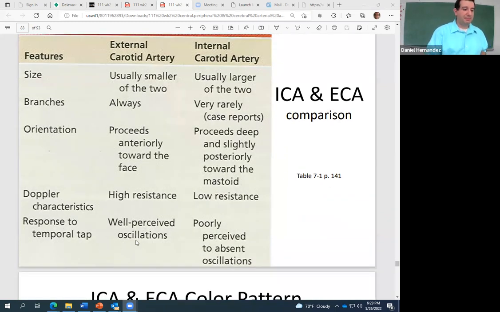Response to temporal tap: what we said, well-perceived oscillations with that temporal tap for the external carotid artery. The internal carotid artery, poorly perceived to absent. So it's not something that we can really pick up. Visualization of branches: external carotid artery, yes. For the internal carotid artery, it is going to be extremely, super rare to see any sort of branches.